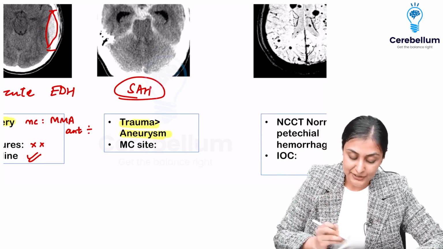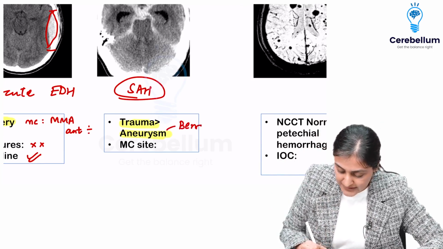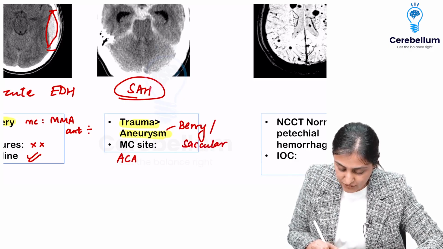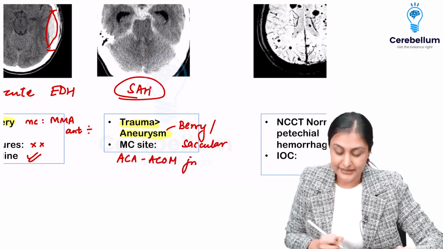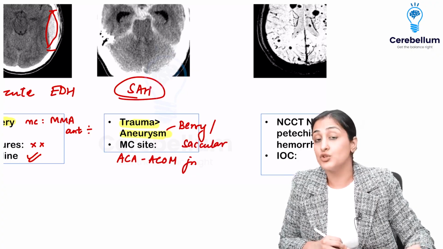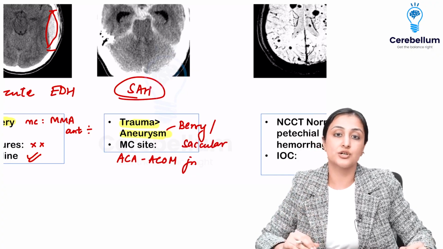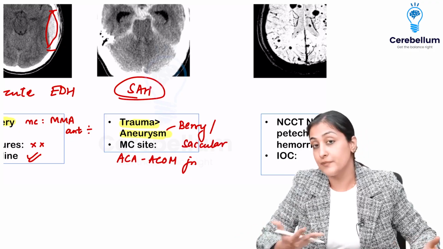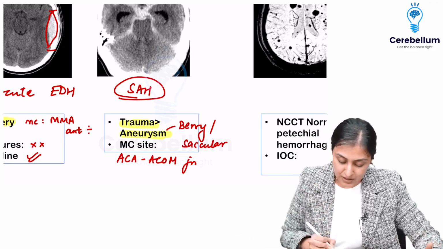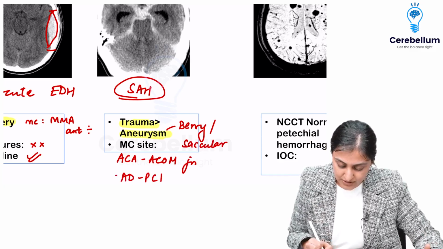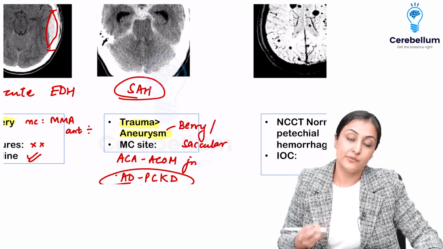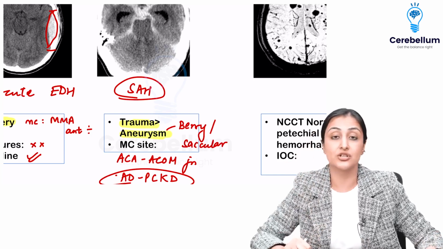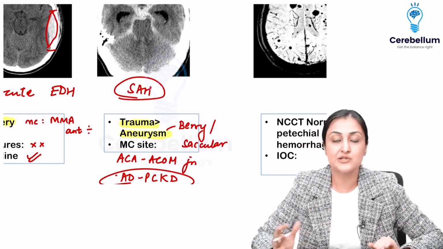These aneurysms are called berry aneurysms or saccular aneurysms. The most common site is at the junction of ACA and ACOM, anterior cerebral artery, anterior communicating artery junction. So the anterior circle of Willis is the most common site where these aneurysms tend to form. When they rupture, they lead to subarachnoid hemorrhage. A condition associated with these berry aneurysms is polycystic kidney disease. So you may get a question linking both of these findings.